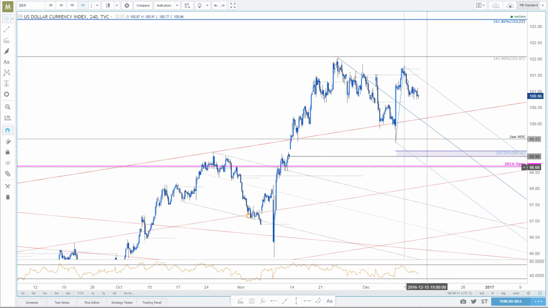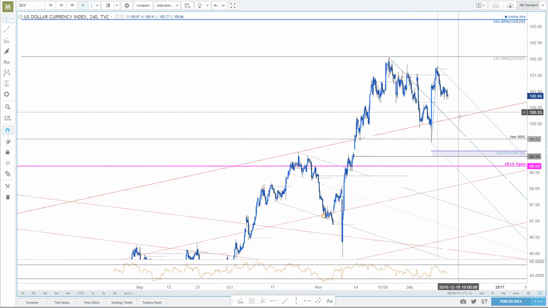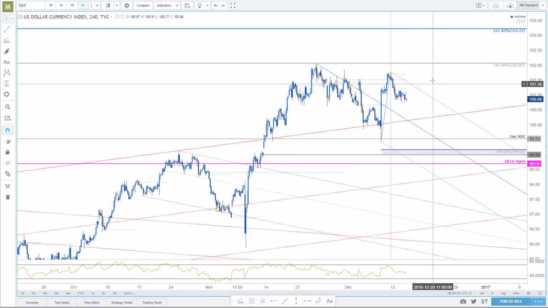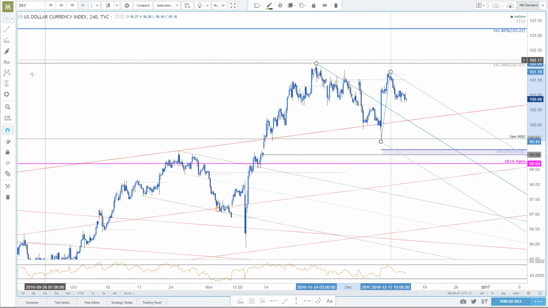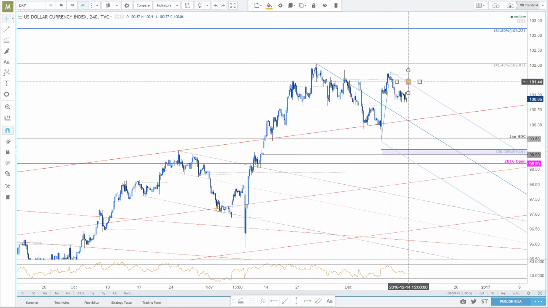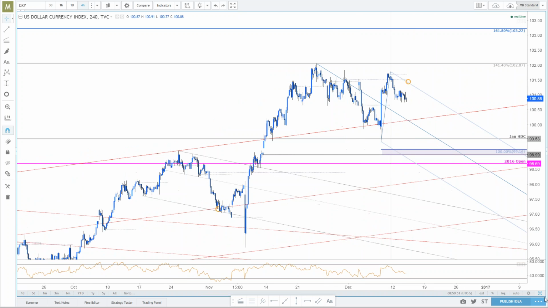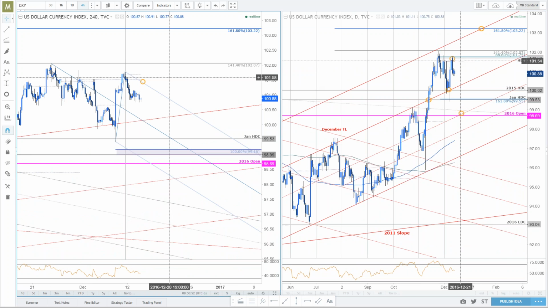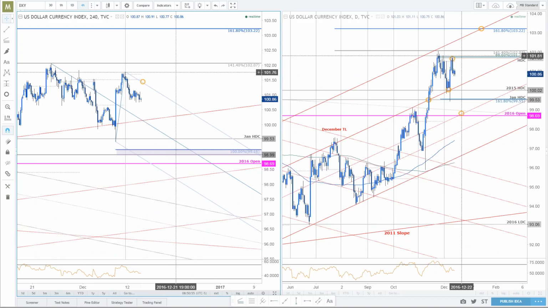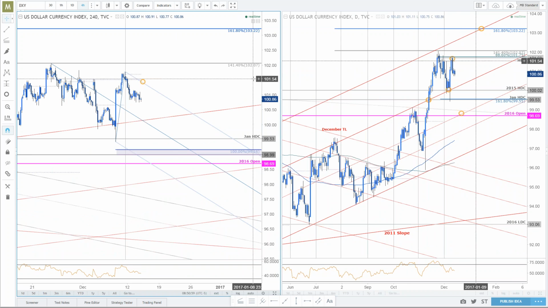Again, the 2016 open converges on that slope over the next few days here near 98.70. If we break above the monthly open, it now converges at the upper median line parallel exactly. Boom. Okay, the monthly open comes in at 101.50. 101.75 is our bullish invalidation, or our bearish invalidation level.